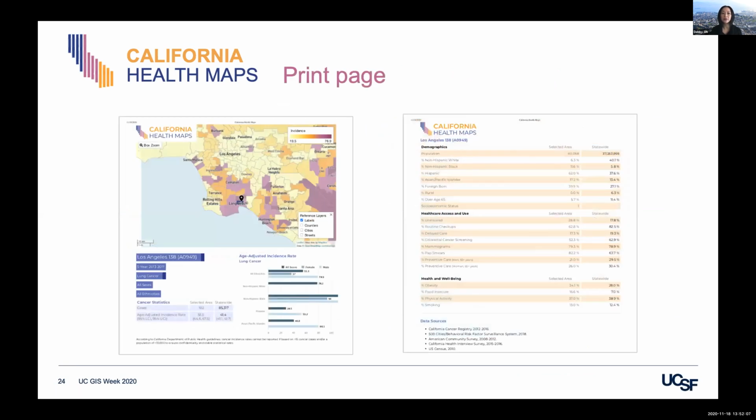This might be useful if you're going to talk to a community partner. You just have a printout and you go talk to people in Long Beach and say, hey, what's going on in terms of lung cancer? What are some things that are happening in the community? What can we do to change things?